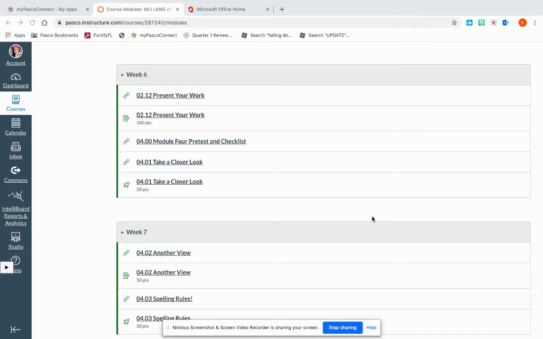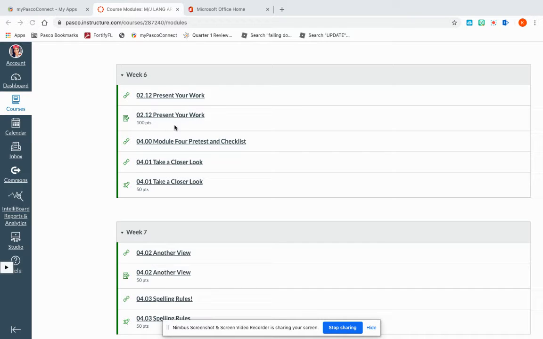For this week, we're going to be focusing on modules 2.12 and 4.01. For 2.12, this is a short little lesson about taking a closer look at your essay. And then this is where you're going to submit your final draft of your essay and your works cited page. And note that it is worth 100 points. This will make or break your grade, essentially.